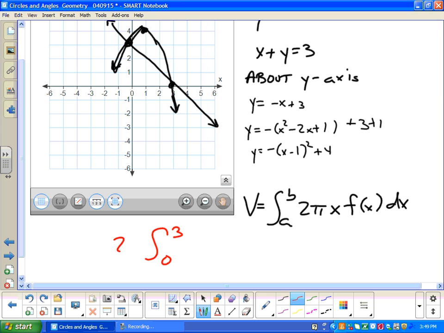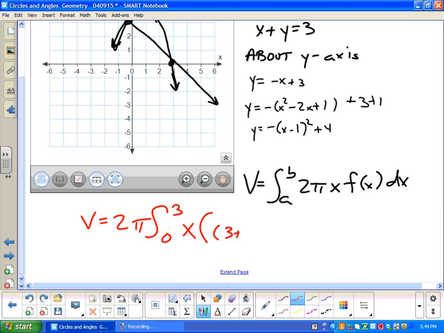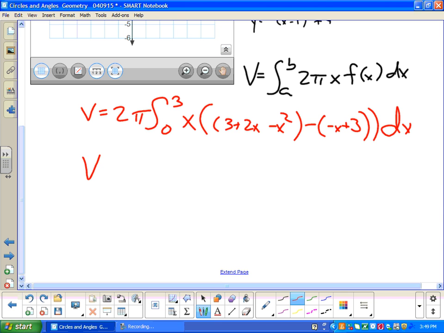0 to 3, bringing 2 pi out, volume equals x times, and again, now this is a little complicated. The top curve is 3 plus 2x minus x squared, minus the bottom curve, which is negative x plus 3, dx. And again, if you want to use your calculator, that 2 got to kind of fit. We'll put the normal 2 in. So now, I might just do some simplification. I would probably distribute and simplify. I'd get 3x plus 2x squared minus x cubed plus x squared minus 3x dx.